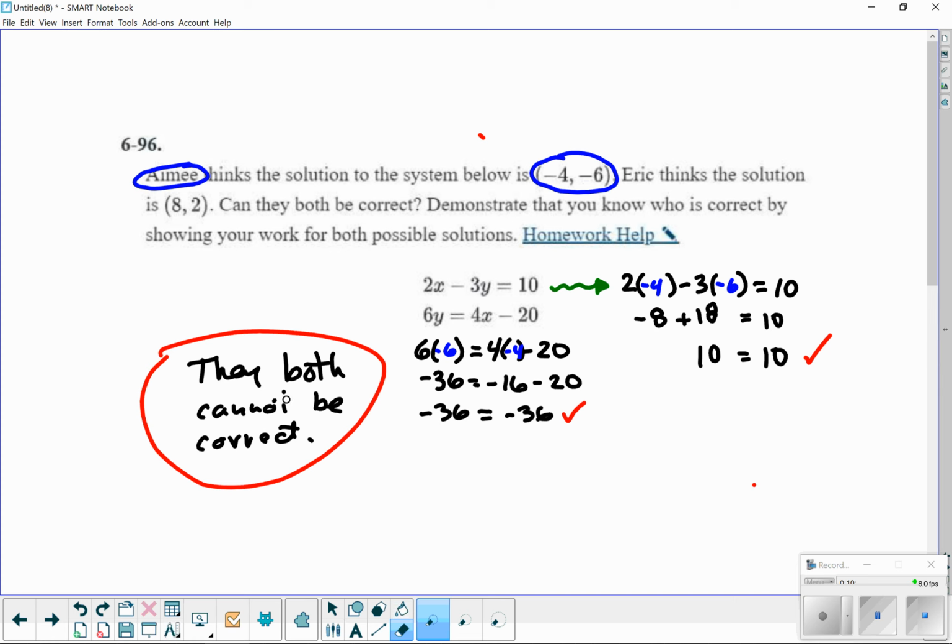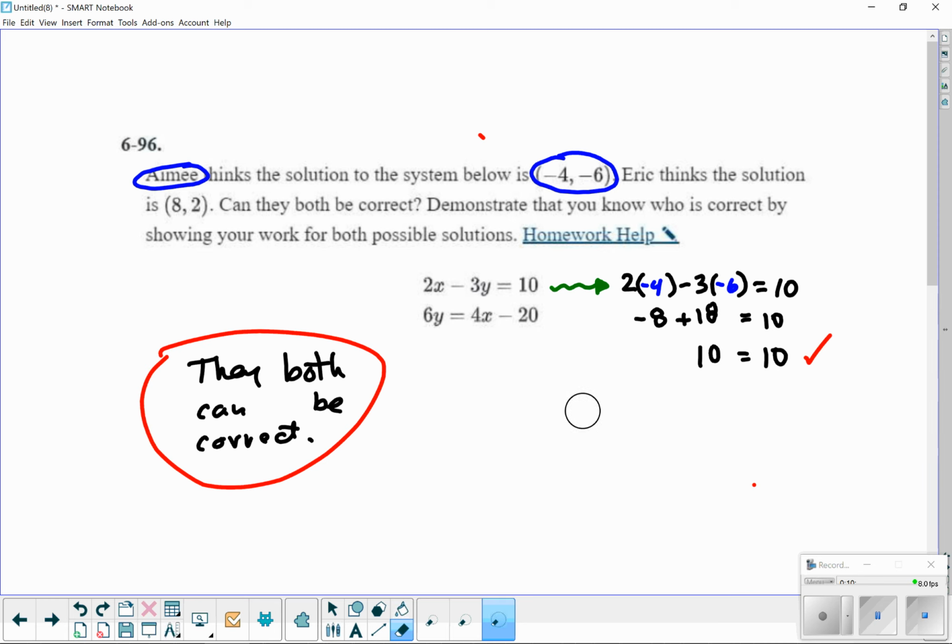Here, how about we do this? They both can be correct. How about that? Okay, because Amy's is correct, and also Eric's is correct. Okay, and I'm willing to bet if I was to rewrite both of these equations, they both come out looking the same. Maybe that's what I should have done in the beginning, right? So I was just kind of thinking along the line of what you guys would have done.